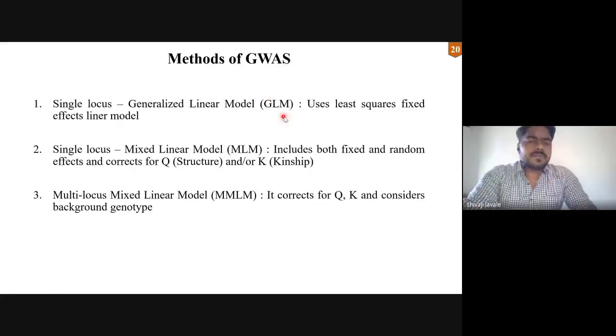There are three methods: generalized linear model, mixed linear model, then multi-locus mixed linear model. The GLM, generalized linear model, uses only genotype and phenotype data. Then MLM uses genotype, phenotype, and Q and K as well. And the MMLM uses Q, K, genotype, phenotype, as well as the background genotype. In case of GWAS, we will mostly go for mixed linear models for association analysis.